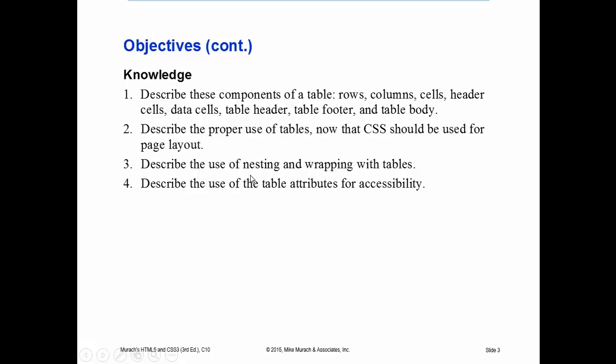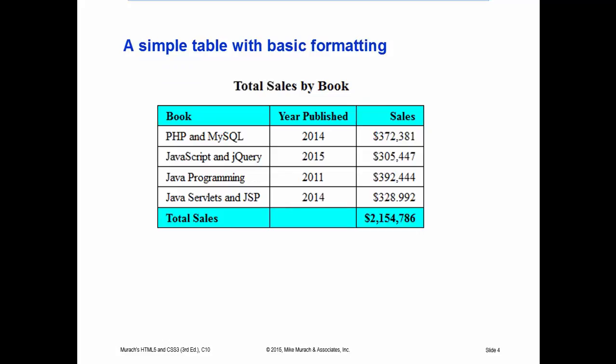Describe the following table components: rows, columns, cells, header cells, data cells, table header, table footer, and table body. Describe the proper use of tables now that CSS is used for page layout, and that's kind of what I just did. Describe the use of nesting and unwrapping with tables. Describe the use of table attributes for accessibility.